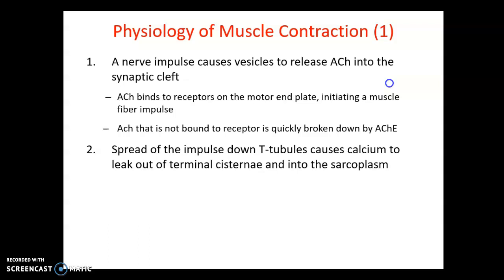Acetylcholine that is not bound to receptors is quickly broken down by acetylcholinesterase. This is to prevent continuous contraction, right? So we need something that breaks down a neurotransmitter. The impulse spreads down the T-tubules and causes calcium to leak out of the terminal cisternae and into the sarcoplasm. Sarcoplasm is in the sarcomere.